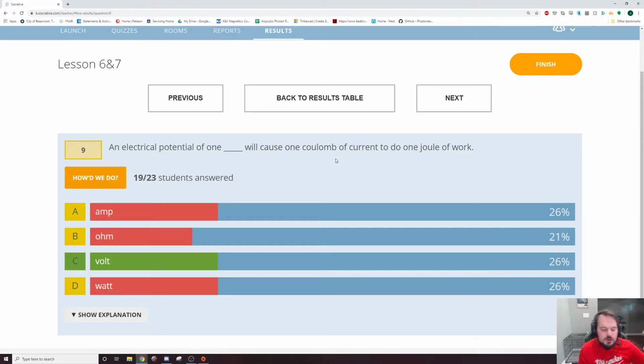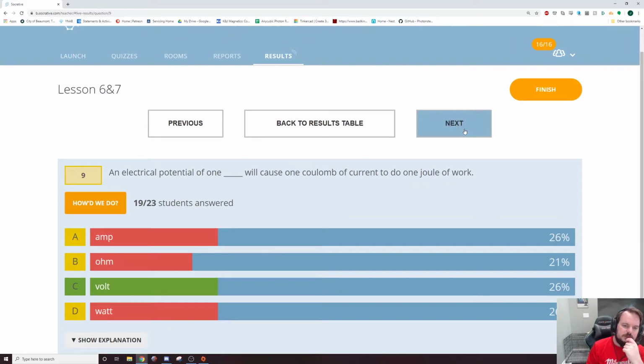An electrical potential. So electrical potential is measured in voltage. And so if you ever hear electrical potential, it's voltage. If you ever hear flows, it's current. So current is the only thing that flows in a circuit. An electrical potential of 1 volt will cause 1 coulomb of current to do 1 joule of work. A coulomb is a number of electrons. It's an unreasonable number of electrons.